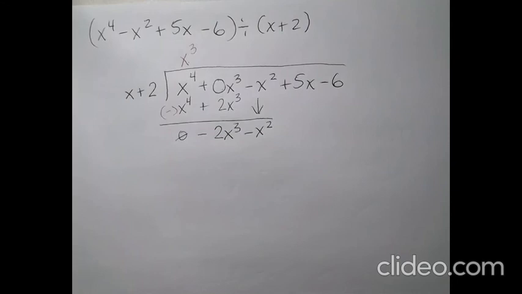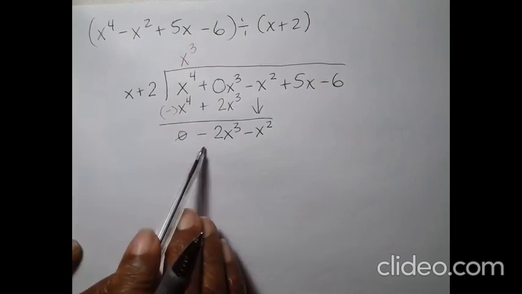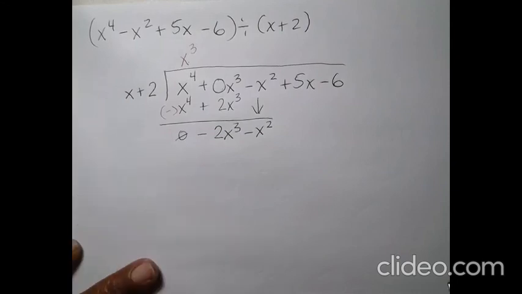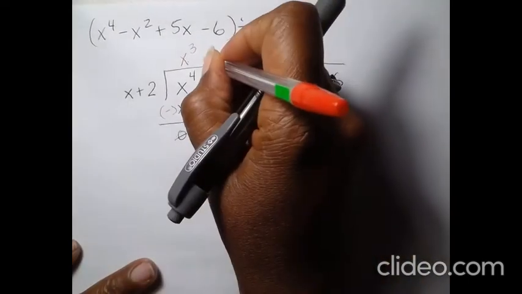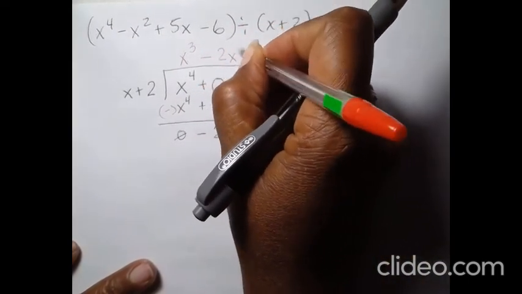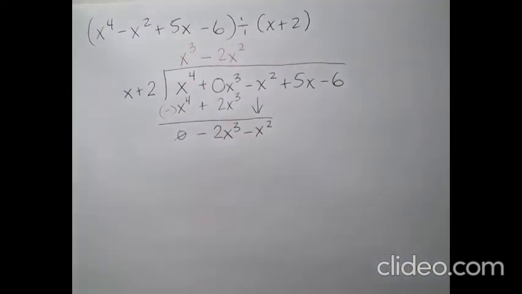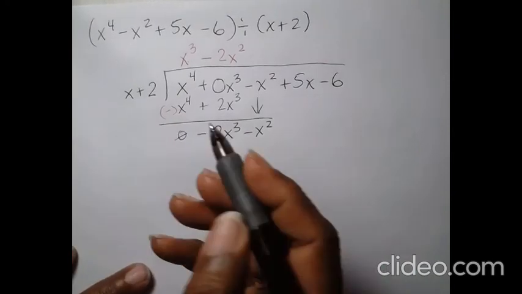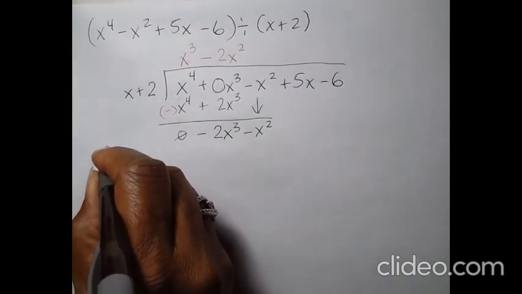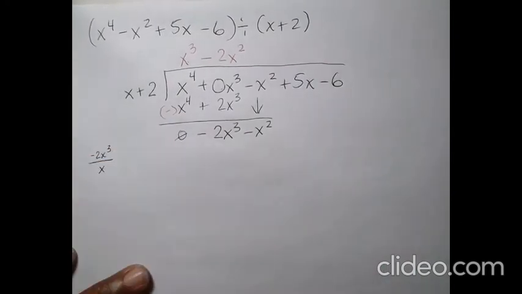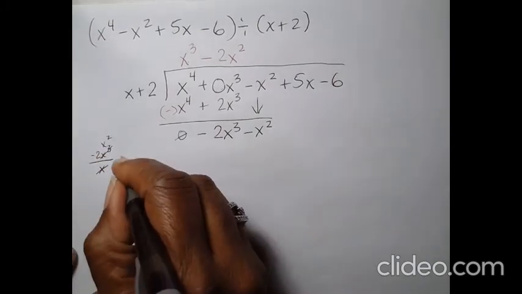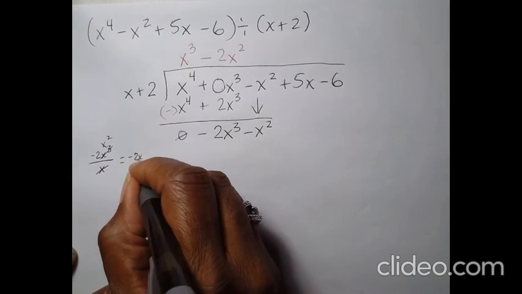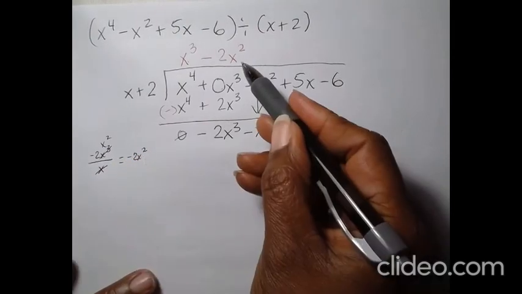Now, x going into negative 2x cubed. Well, what times x will give us negative 2x cubed? Well, negative 2x squared will give us. This is just like having negative 2x cubed divided by x. Well, this reduces to x squared. This goes away, and you're left with negative 2x squared, which is what I put up here.